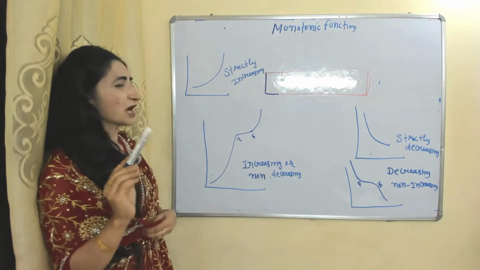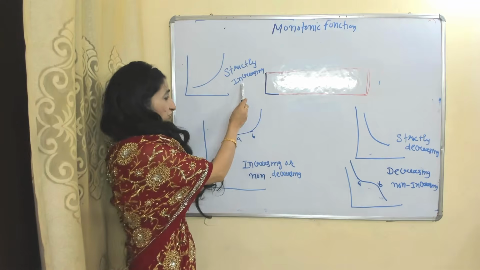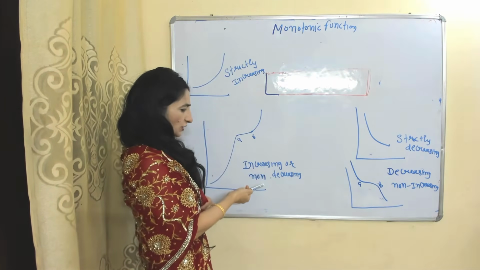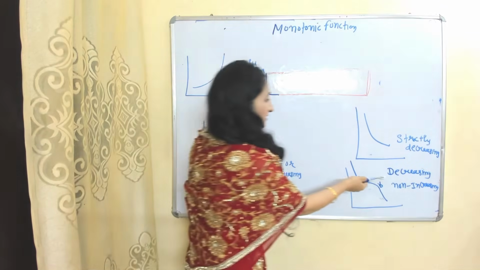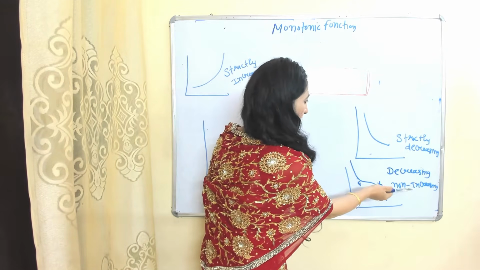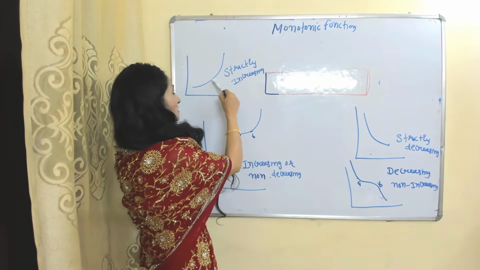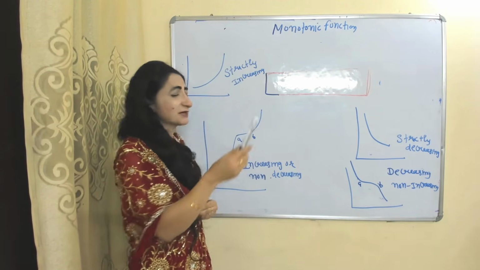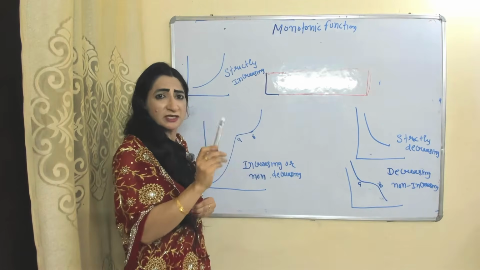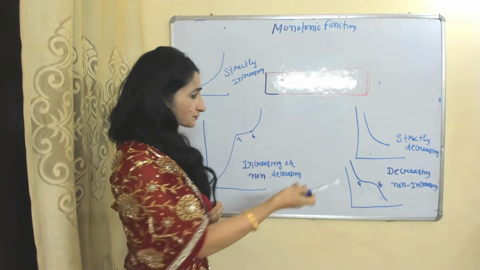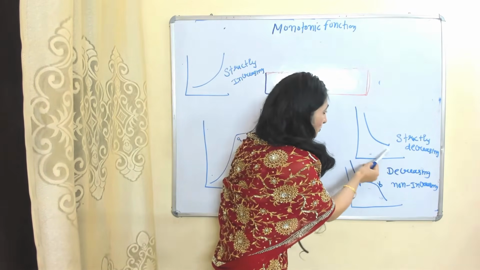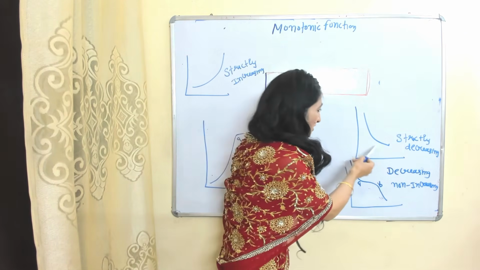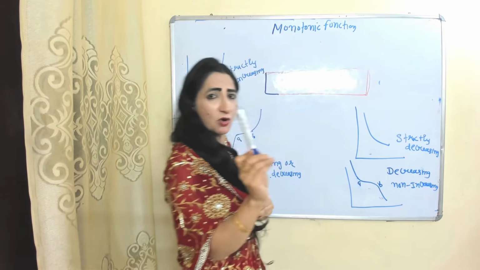Now we will see four graphs of monotonic functions: strictly increasing, strictly decreasing, increasing (or you can say non-decreasing), and decreasing (or you can say non-increasing). Here output is continuously increasing without any flat section. That means output is continuously increasing without becoming constant. Here output is continuously reducing without any flat section. That means output is continuously reducing without becoming constant.